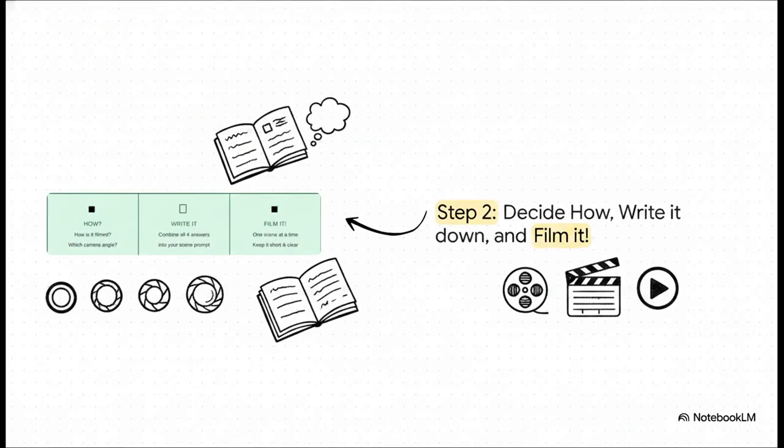Okay, once you've nailed down the who, what, and where, we slide right into step 2. How, write it, and film it. Now, how means figuring out how the action is actually going to be captured, specifically picking your camera angle, which, by the way, we'll get into in just a minute. Then you write it. You combine all 4 of those pieces into one incredibly clear, concise scene prompt. And lastly, you film it. Just take it one short, clear scene at a time. It's basically a perfect blueprint for your student projects.